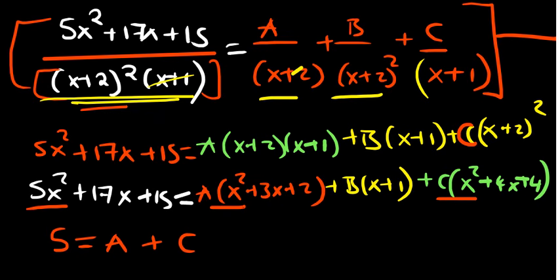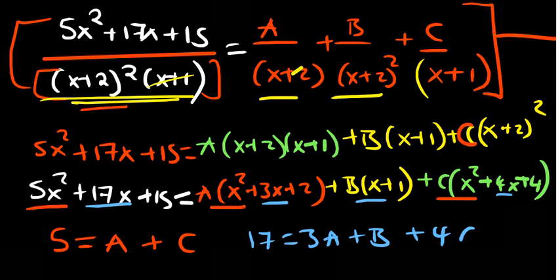We can go for our second equation. Go for the 17x, anything with a coefficient of x. So we have 17. Then this part we have 3, so it's 3a. Then this part we just have x, so it's just b. Then for the other part we have a 4, so it's 4c. That is our second equation.